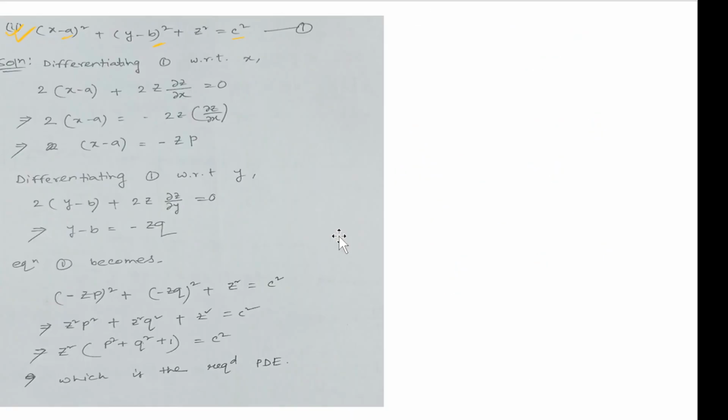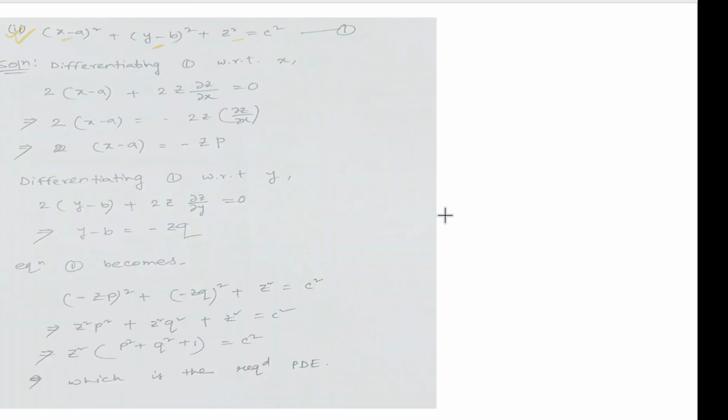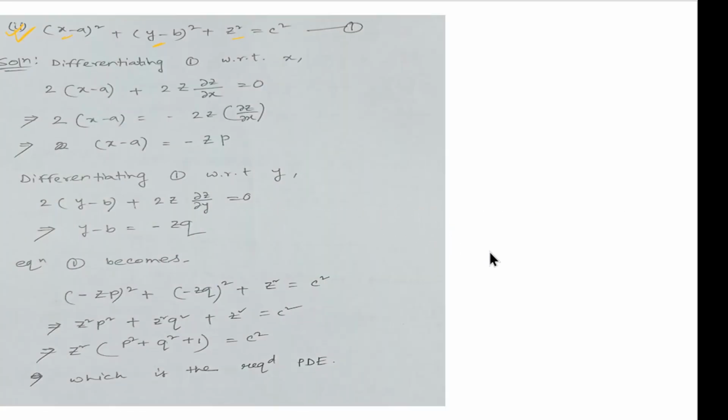So in this problem, I hope you can see it very clearly: (x minus a) whole square plus (y minus b) whole square plus z square is equal to c square. So in this case, what are my variables? x is my variable, y is my variable, right? So I can easily differentiate that with respect to x.